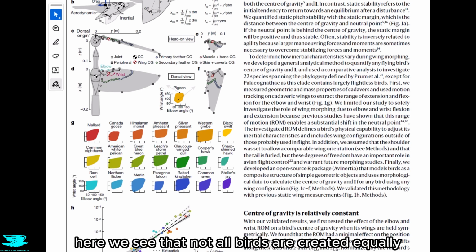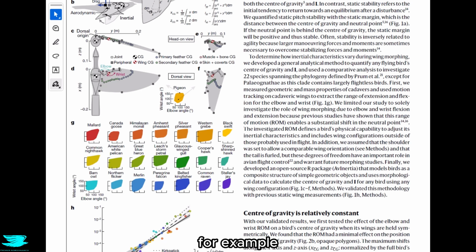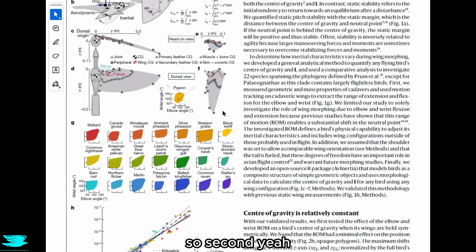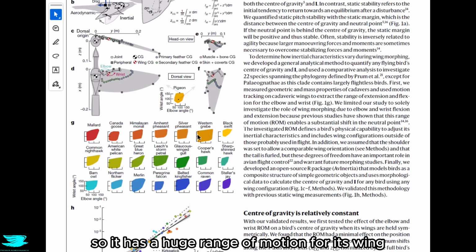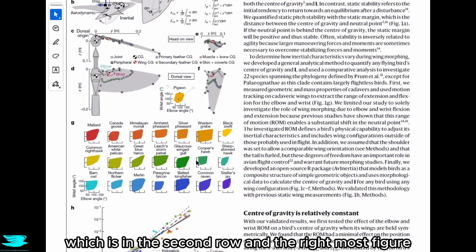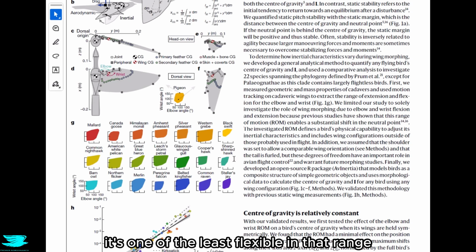So in figure 1G here, we see that not all birds are created equally. Some can flex their wrists and elbows more than others. For example, the western grebe in the top row, second from the right here, it can flex both its wrist and elbow a lot. So it has a huge range of motion for its wing with these two joints. On the other hand, the sharp-shinned hawk, which is in the second row and the rightmost figure, it can't rotate its wing from the wrist and elbow very much at all. It's one of the least flexible in that range.